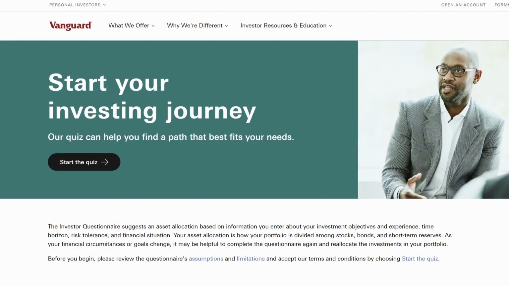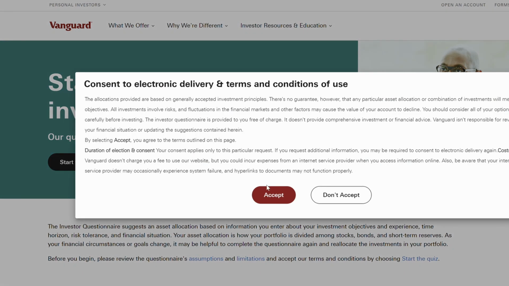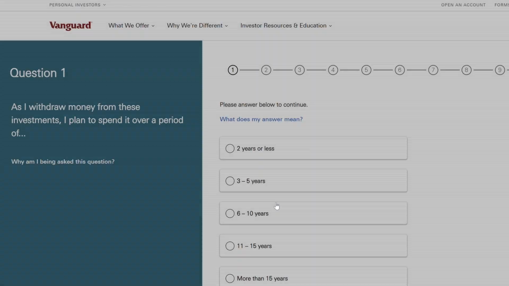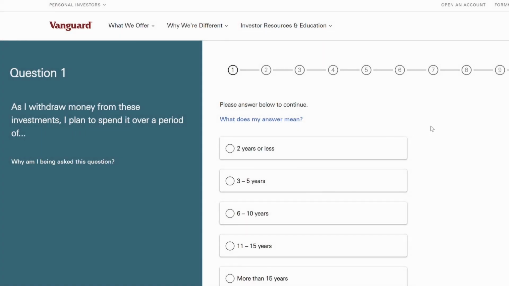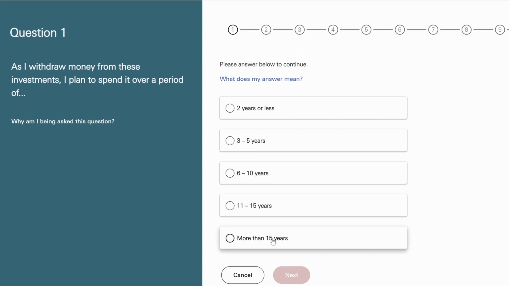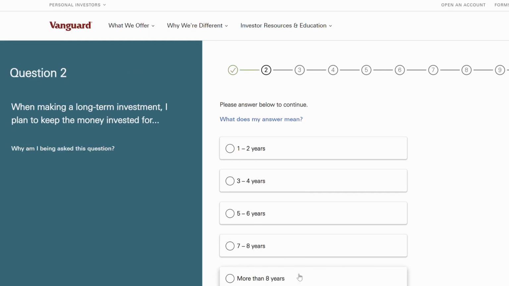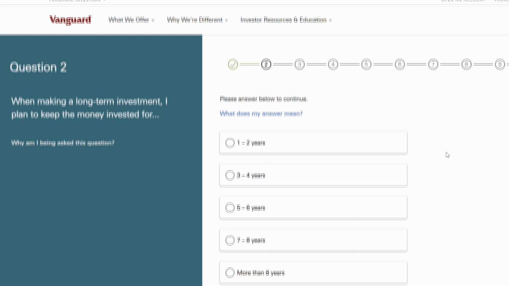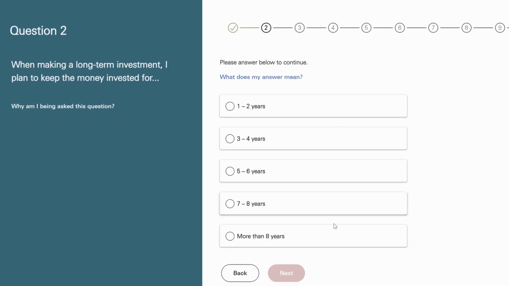Alright, so the first thing we need to do right on here, we can go ahead and start the quiz. We have to accept their terms and conditions without reading them like we do with everything else. And then we have question 1 here. Alright, as I withdraw money from my investments, I plan to spend it over a period of, we're going to go with more than 15 years because we're on the path to financial independence. So we are super long-term investors. Then we have question 2. When making a long-term investment, I plan to keep the money invested for more than 8 years, as long as they let us, because we are super long-term investors.